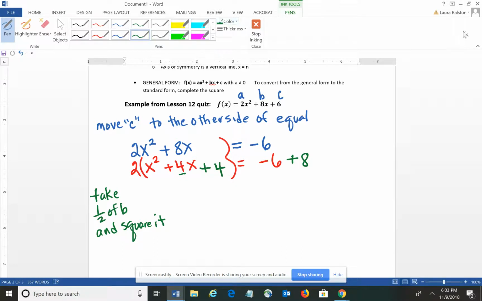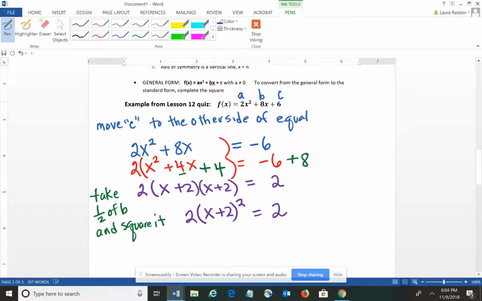So then if I work on doing the factoring, I have 2 times x plus 2 times x plus 2, or 2 times (x plus 2) squared, and that equals positive 2. And then to get my final answer, I'm going to put everything back together on the left side. So I'm going to subtract 2, subtract 2. So I end up with 2 times (x plus 2) squared minus 2 equals 0.